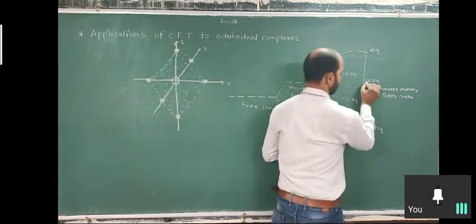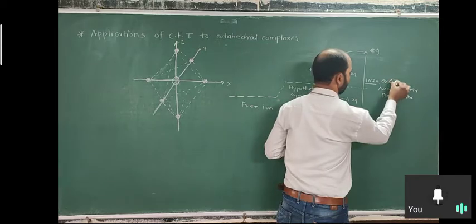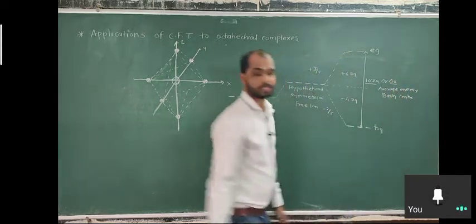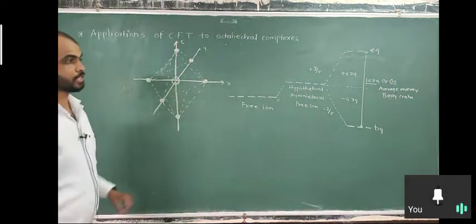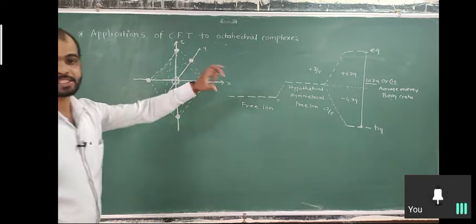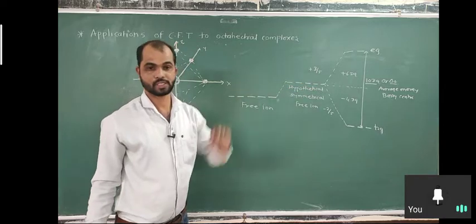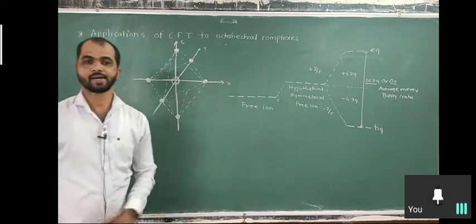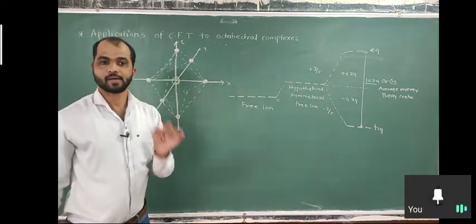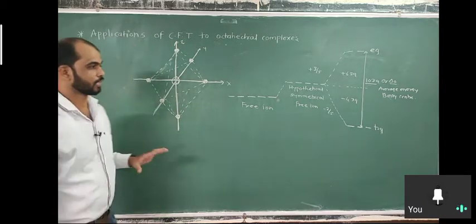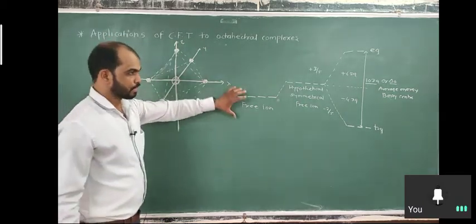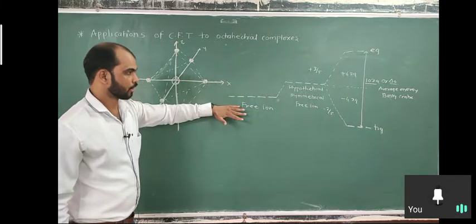So this is the 10 Dq value, or you consider delta naught or delta O, which means the change in energy between the two energy states for octahedral complexes. So delta O is considered. Delta T for tetrahedral, delta SQ for square planar. Okay, so this is the splitting of the d orbitals.